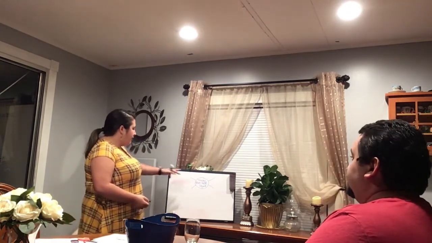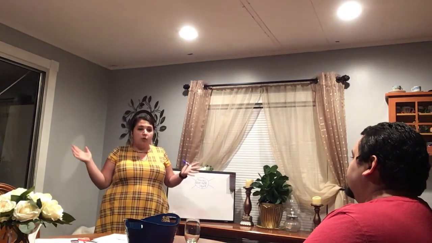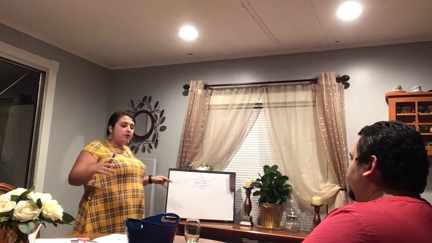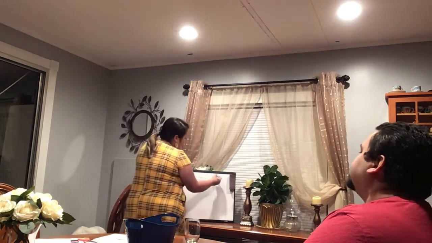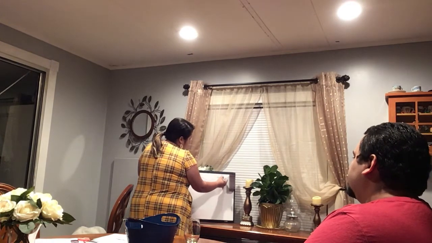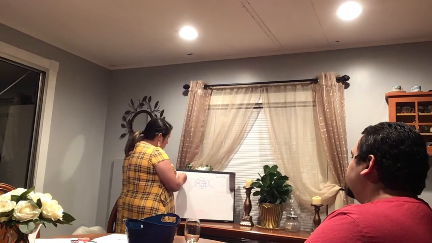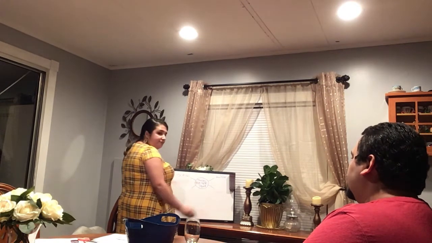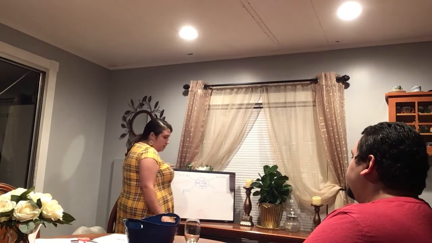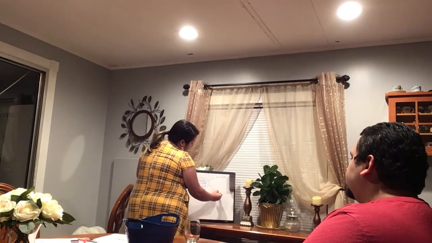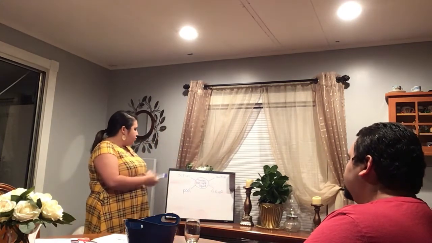So we're going to go ahead and create a bubble map and fill in four things that hold liquid, alright? So what are some things that hold liquid? A bottle. A bottle, okay. What else? The ocean. The ocean. A pool. A pool. A cup. And a cup.